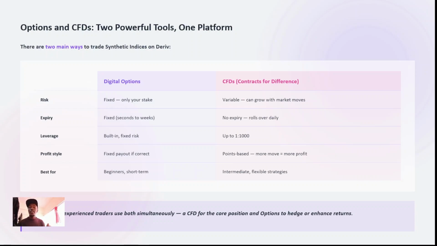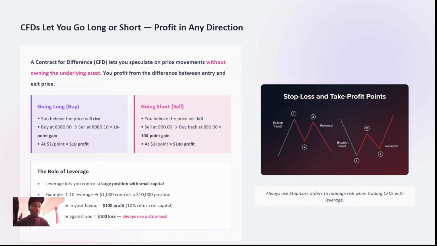But in our case here, we are going to be focusing more on the CFD trading. So let's get into CFD trading. As you can see, the CFD, or the contract for differences, lets you go long or short, so you can profit in any direction. As long as the market is buying and you buy, you are profiting from the market. If you are going short, you are selling and the market is selling, you basically get profit. That's how easy it is.